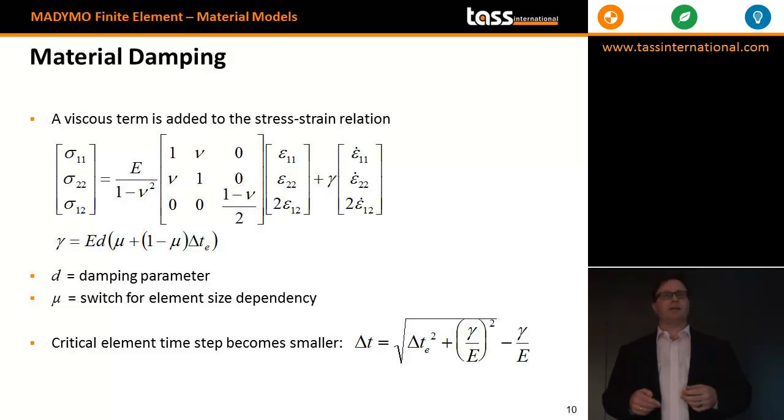Finally, material damping can be added to a material model with a damping parameter and can be chosen to be either element size dependent or element size independent. Note that adding damping to a material model makes the critical time step become a little bit smaller. Adding damping, typically a few percent, is strongly recommended to make sure that high frequency vibrations in finite elements are damped out sufficiently and that the calculations remain stable.